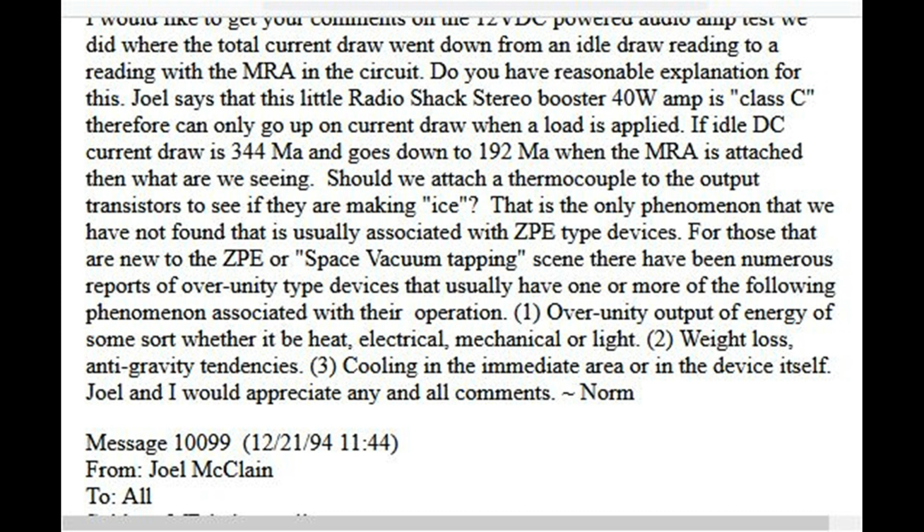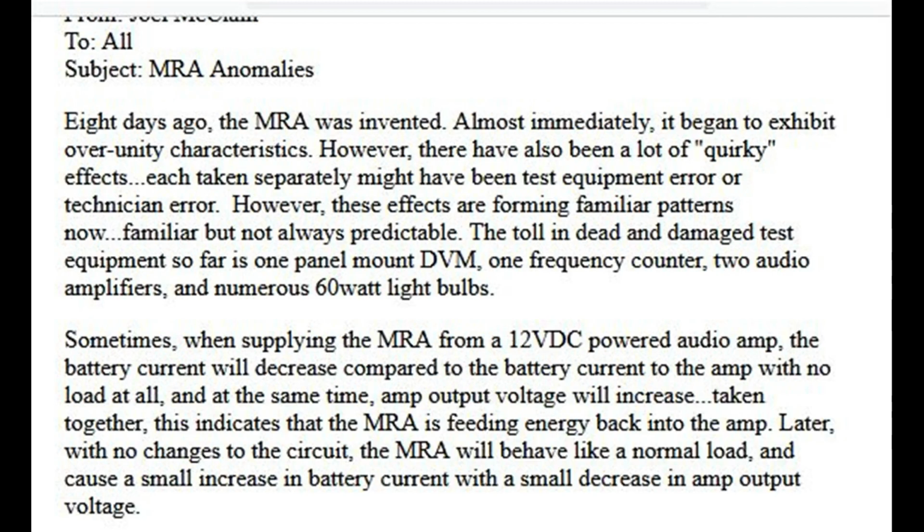Message 10099, December 21, 94, 11:44. From Joel McLean to All. Subject: MRA anomalies. 8 days ago, the MRA was invented. Almost immediately, it began to exhibit over-unity characteristics. However, there have also been a lot of quirky effects, each taken separately might have been test equipment error or technician error. However, these effects are forming familiar patterns now, familiar but not always predictable. The toll in dead and damaged test equipment so far is 1 panel mount DVM, 1 frequency counter, 2 audio amplifiers, and numerous 60 WATT light bulbs.